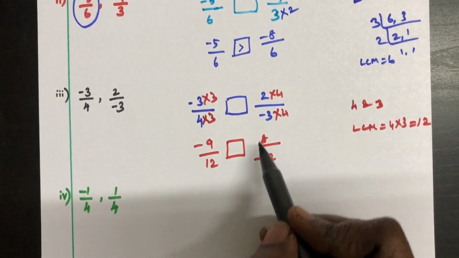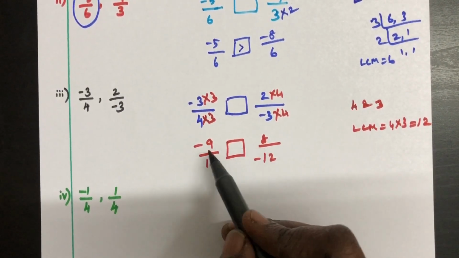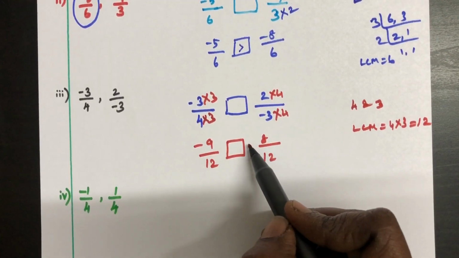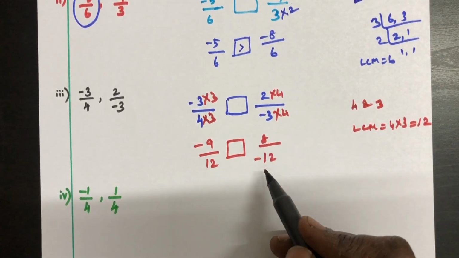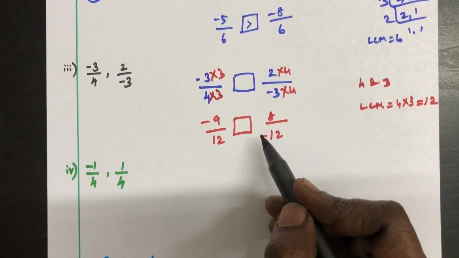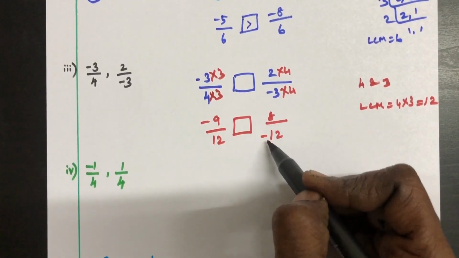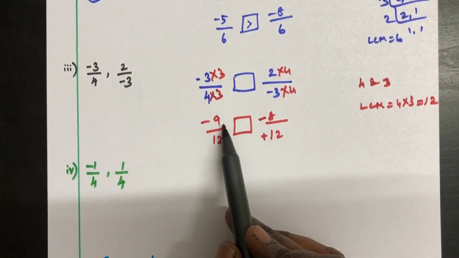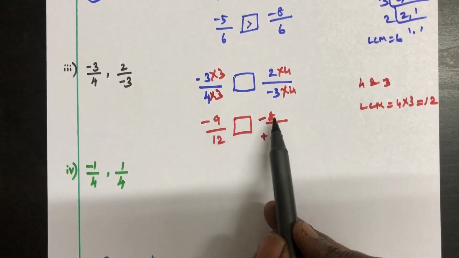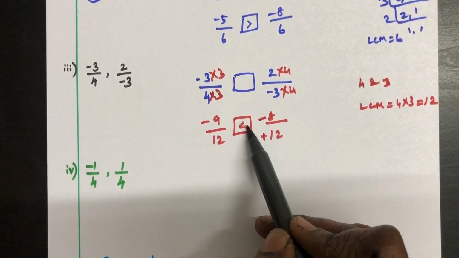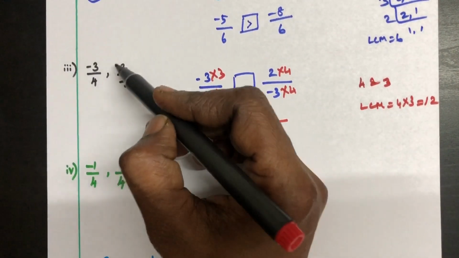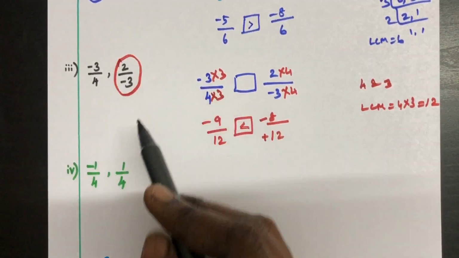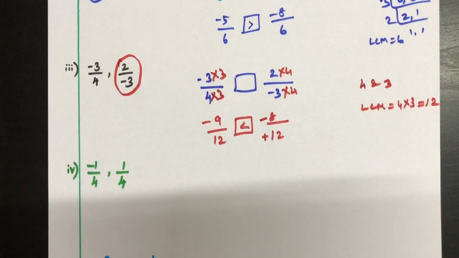So here, negative means both are negative only. So minus 9 and minus 8. See, if you are having things like this, just move this negative sign to the top. So which is greater? Minus 9 is less than minus 8. So this is the greater thing. So this is the greater rational number.